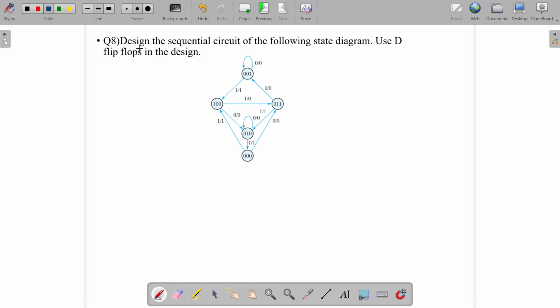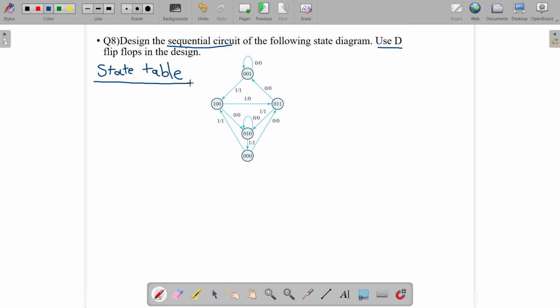Okay, in this question we want to design the sequential circuit. Now here a state diagram is given. Using the D flip-flop we want to design it. Now in this case, if the state diagram is given, we have to draw first of all the state table. Using the state diagram we have to draw the state table. After that we can design the circuit.